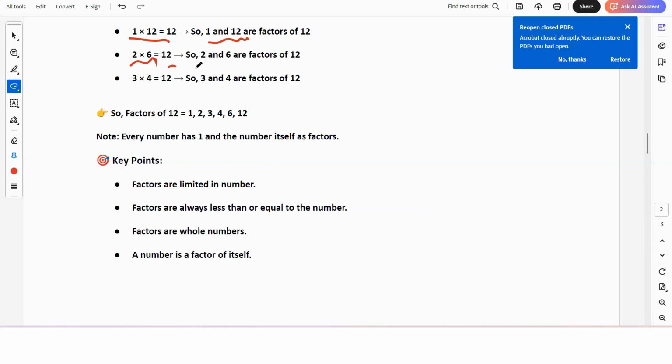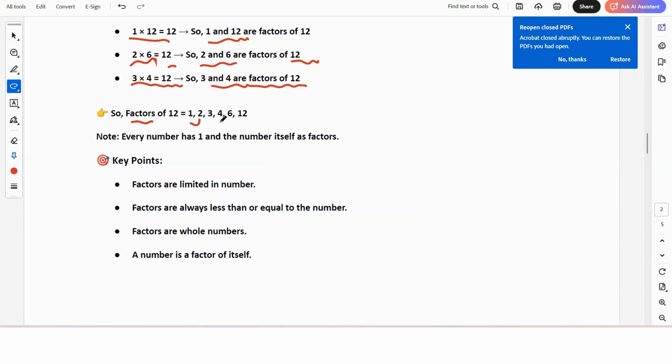2 times 6 equals 12, so 2 and 6 are the factors of 12. Then 3 times 4 is equal to 12, so 3 and 4 are the factors of 12. So the factors of 12 will be 1, 2, 3, 4, 6 and 12.